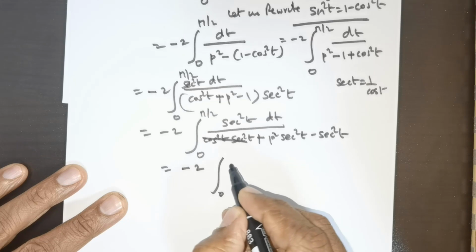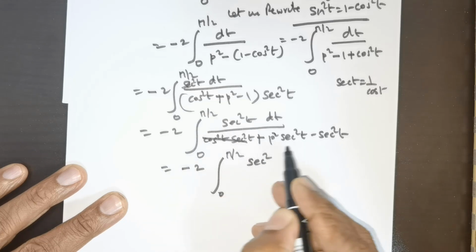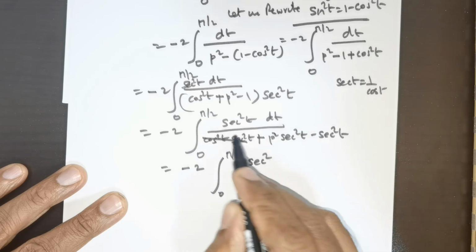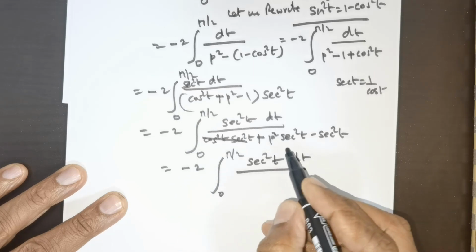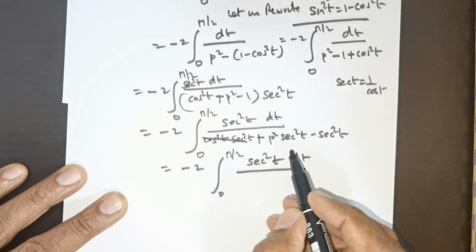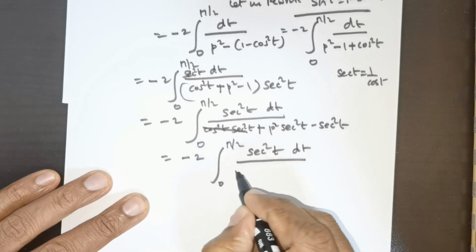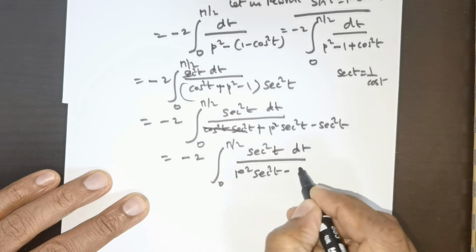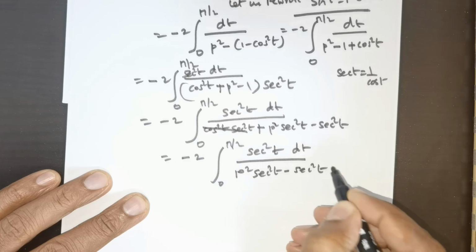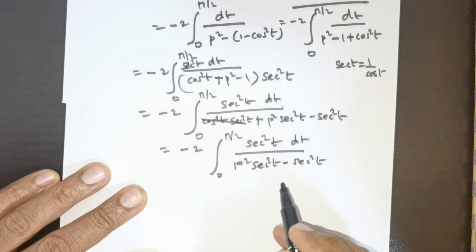the integral from 0 to pi over 2. You don't take anything out, just have it as it is. Secant squared t multiplied with dt divided by, let me write this value, p squared times secant squared t minus secant squared t.